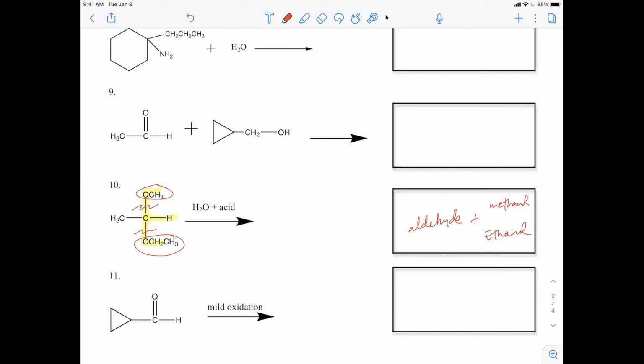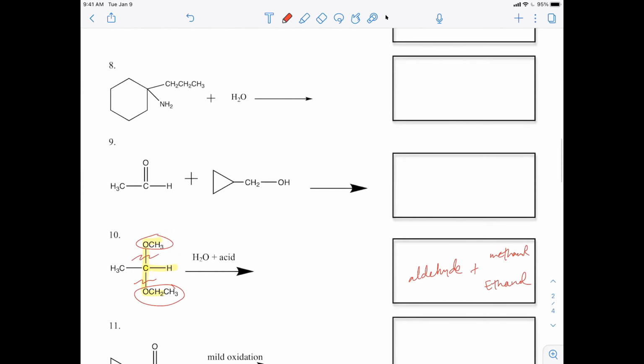Okay, on number 8, I just keep looking at it. So with my oxygen, I can't double bond it to, can I make it an alkene? I don't know. I'm just so, I don't know.